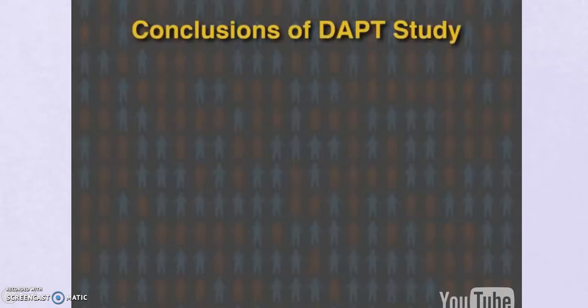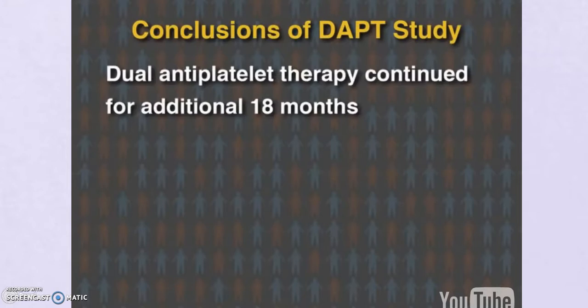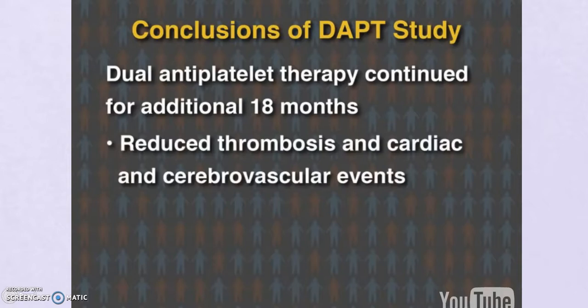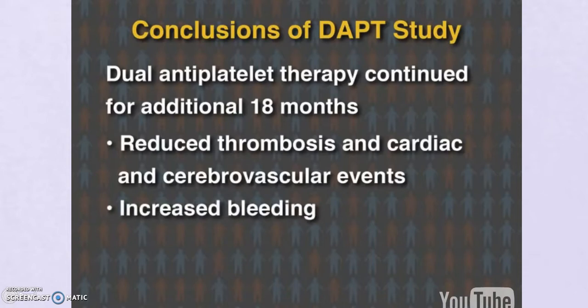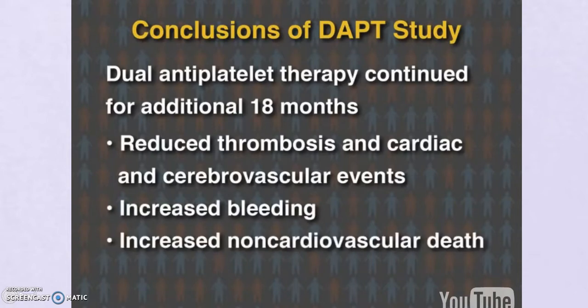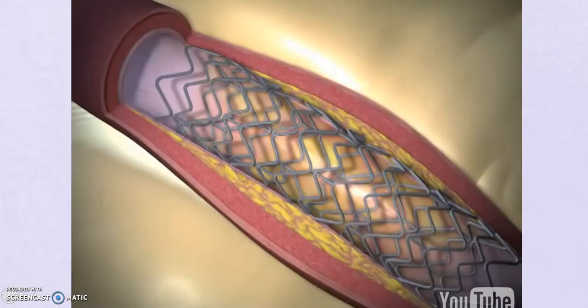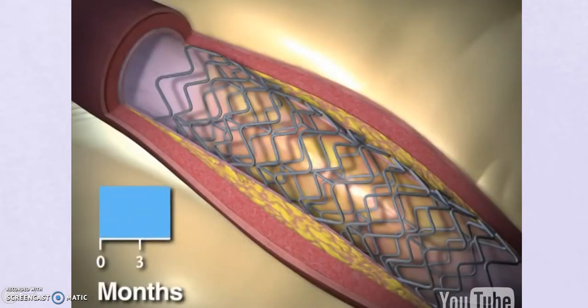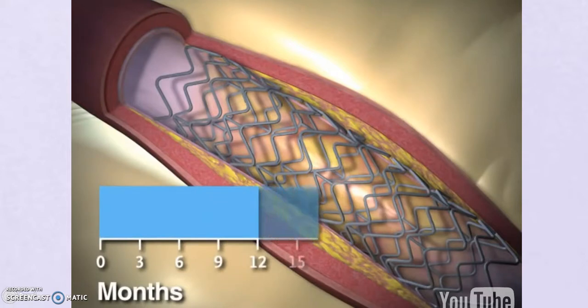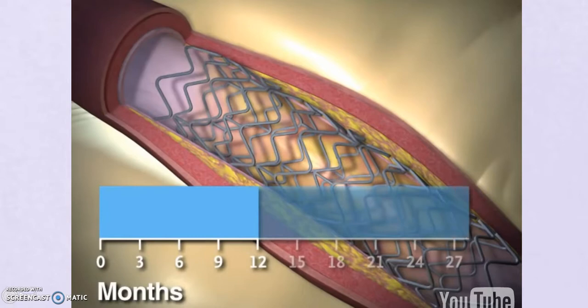The central conclusions of the DAPT study were that dual antiplatelet therapy continued for an additional 18 months reduced the risk of in-stent thrombosis and major adverse cardiac and cerebrovascular events, increased the risk of moderate or severe bleeding, and increased non-cardiovascular mortality. While it doesn't offer an easy answer, this much-awaited trial adds important data to inform individualized decisions about the optimal duration of dual antiplatelet therapy for patients with drug-eluting coronary stents.